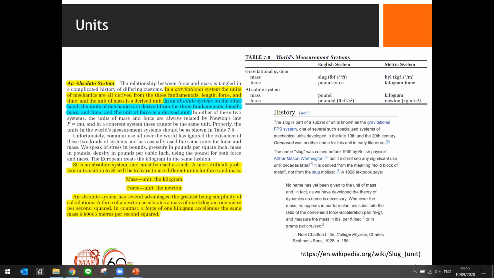Okay, actually, we have two kinds of measurement system, because the relation between mass and force is very confusing, right? The first one we call a gravitational system. In the gravitational system, according to the English system, the mass is called slug, and the force is pound force. In the metric system, the mass is called HYL, I'm not sure if I pronounce this correctly, and the force is kilogram force.